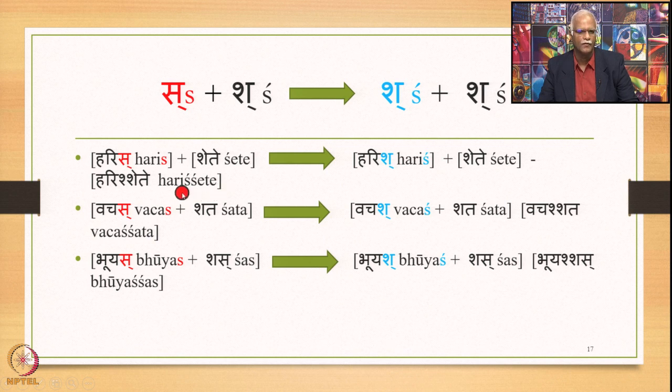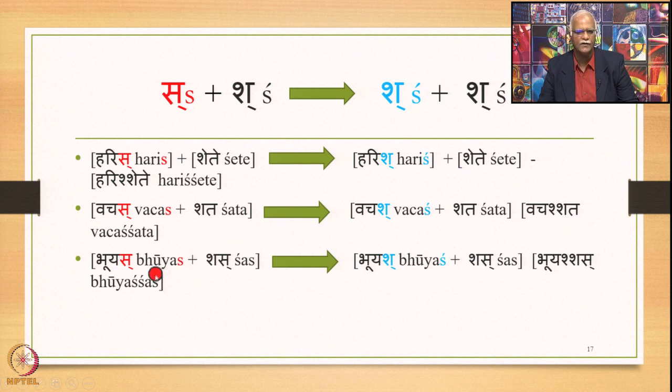This is sa occurring at the end of the pada, and this sandhi happens between two padas. Then we look at the sandhi that happens within a compound, where we have vachas followed by shata, where sa is immediately followed by sh, and then we have stoshchunaschuh applying, which substitutes sa by sh. So we have vachash and shata. When we join them together, we get vachashata.